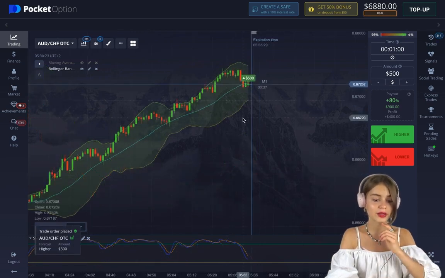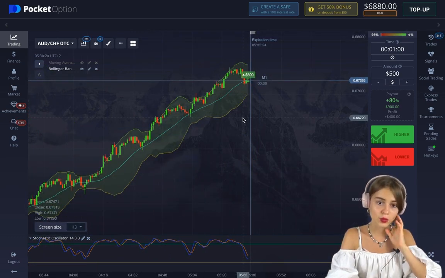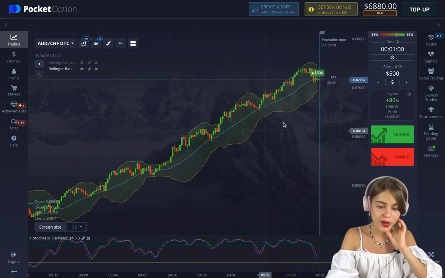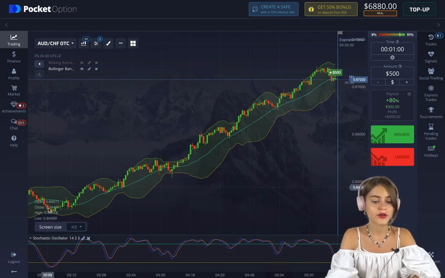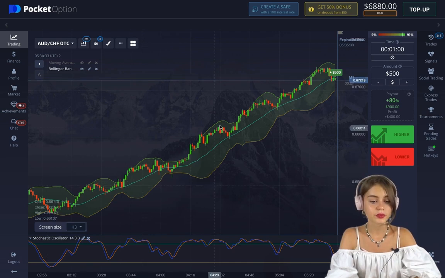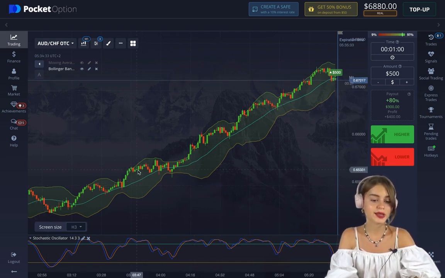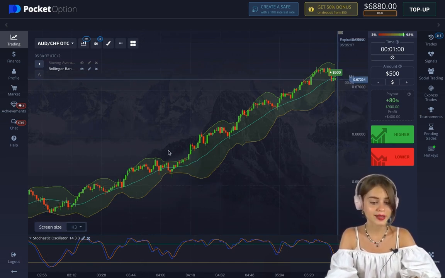So guys, found a good deal for you with higher. Let me explain why. Look, if we zoom out the chart, we see a really strong and long uptrend, and trading against the trend in such a situation is a really bad idea. So let's open a deal with higher here, and to open it we need to find an entry point.